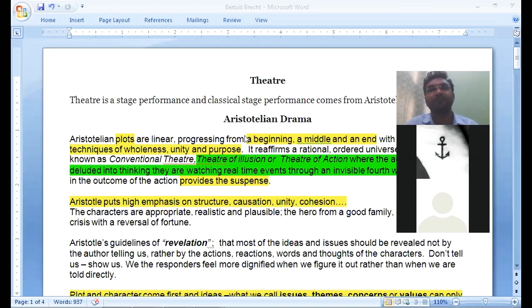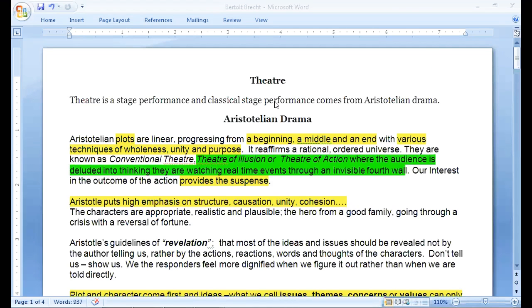Okay, so we should start with the basics. What is the basic? First of all we should understand what is the theater. Then we will move towards epic theater. First of all you can see on the screen, on your cell phone, your electronic devices, the definition of theater. Theater is a stage performance, and classical stage performance comes from Aristotelian drama. What kinds of theater up to now have been performed belong to Aristotelian drama.